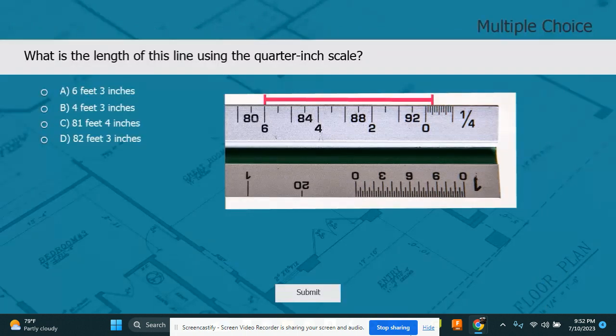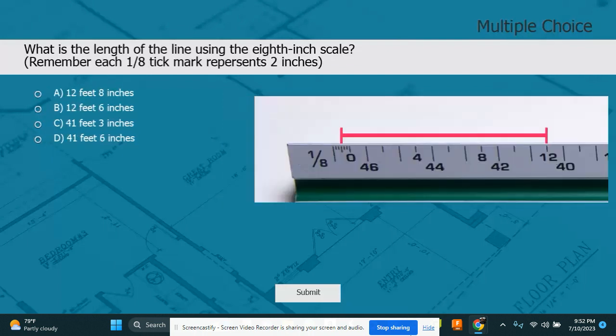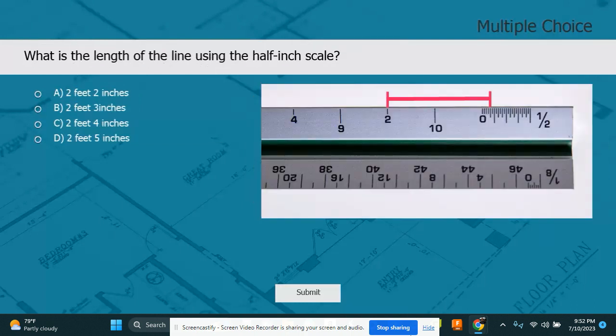What is the length of this line using the 1/4 inch scale? What is the length of the line using the 1/8 inch scale? What is the length of the line using the 1/2 inch scale?